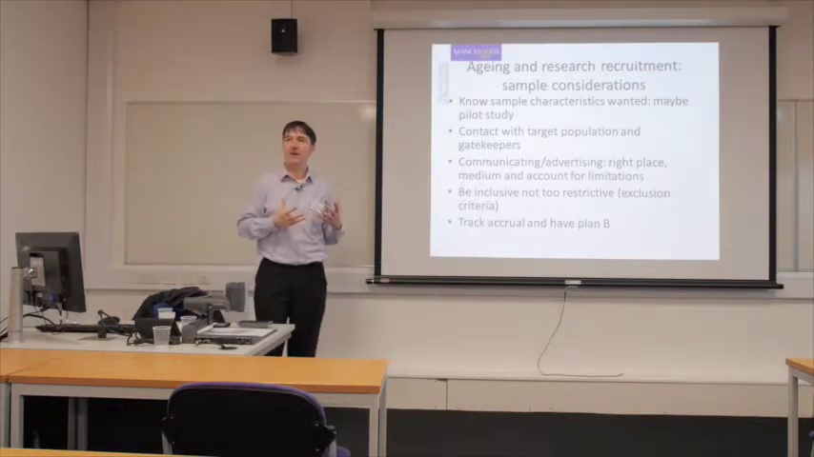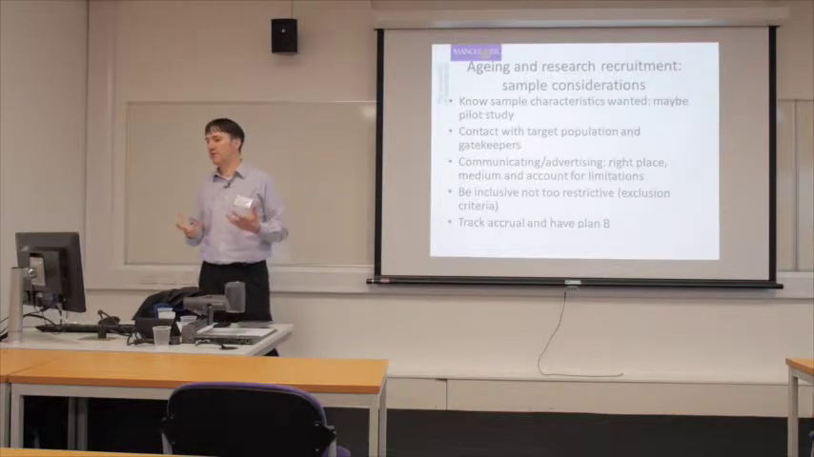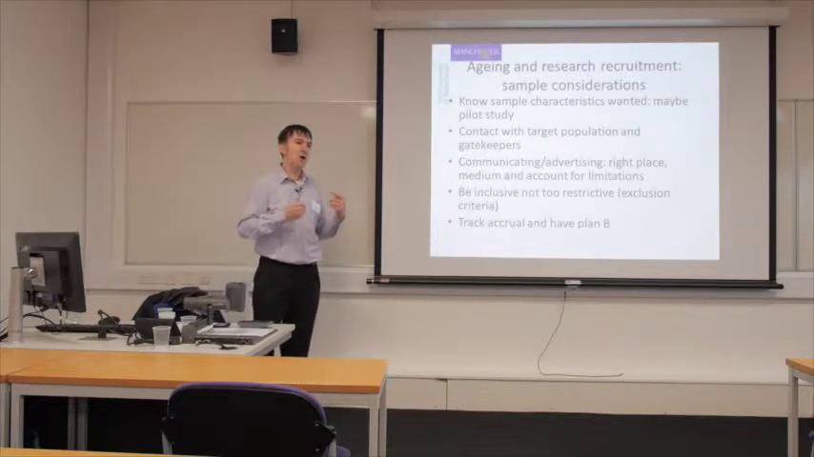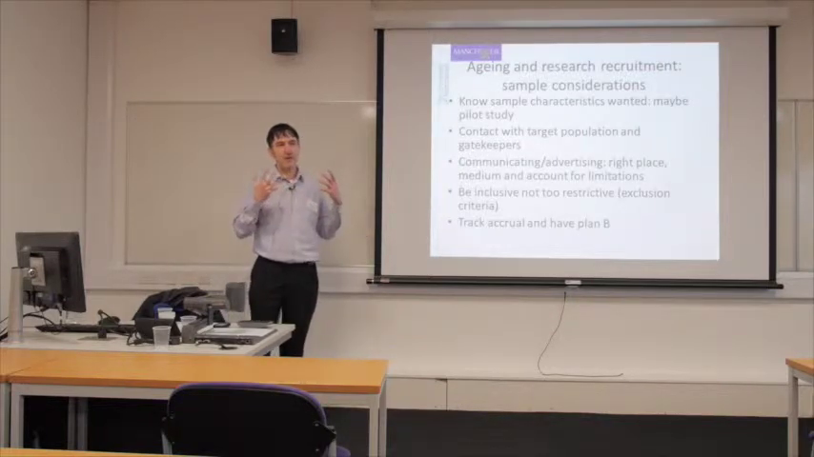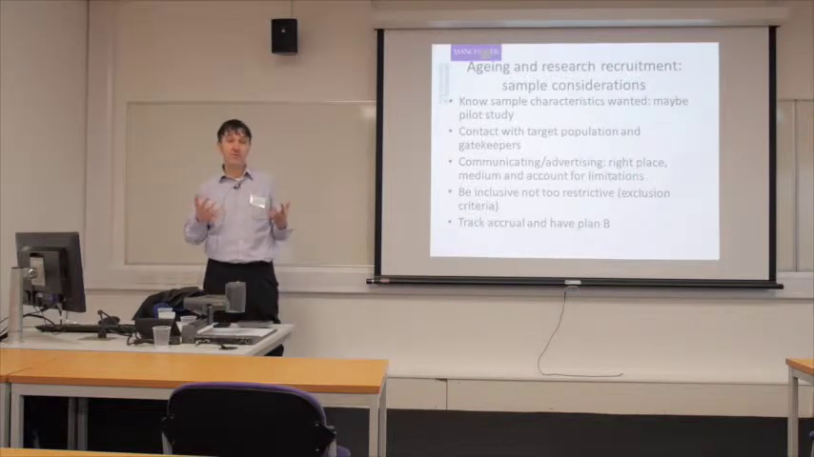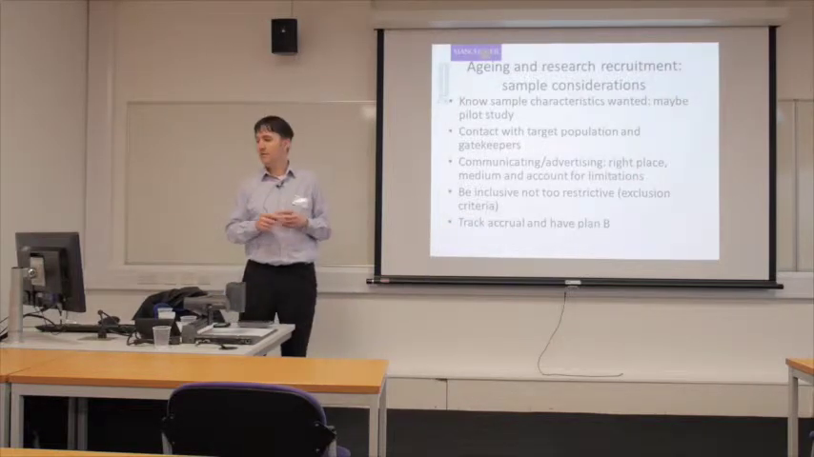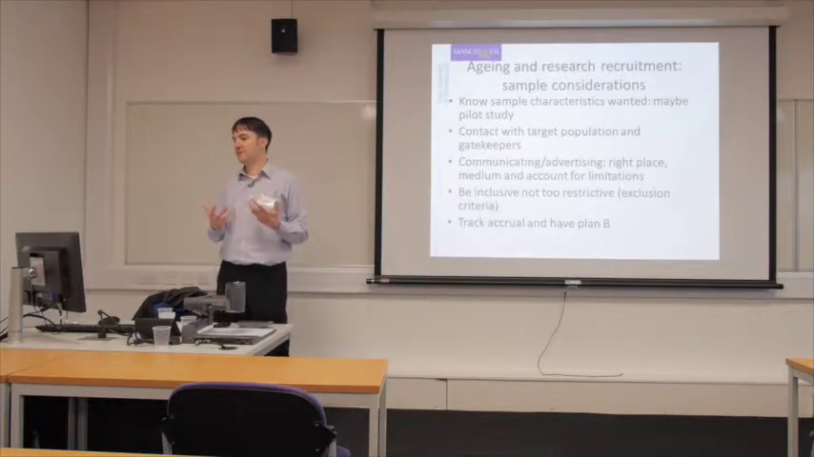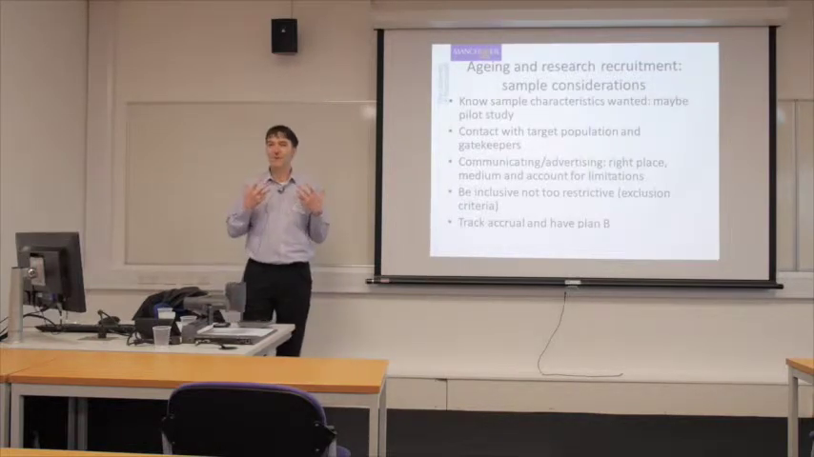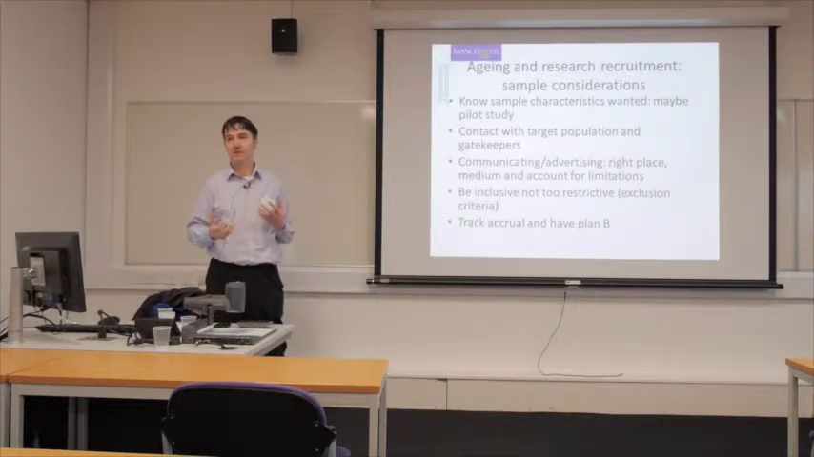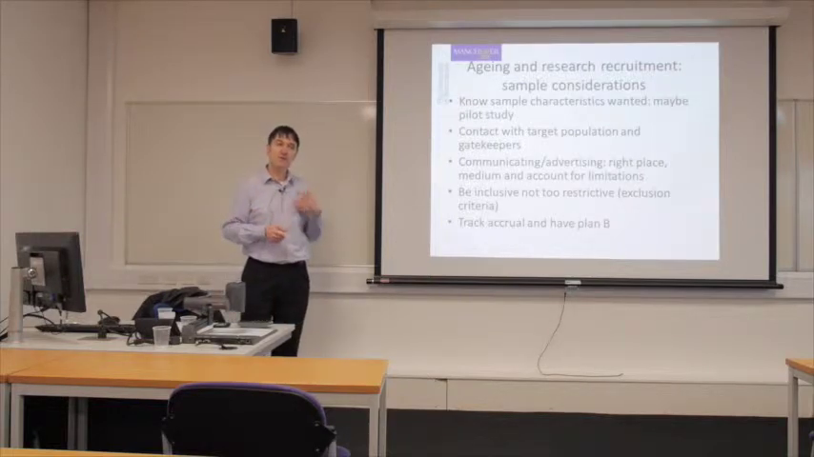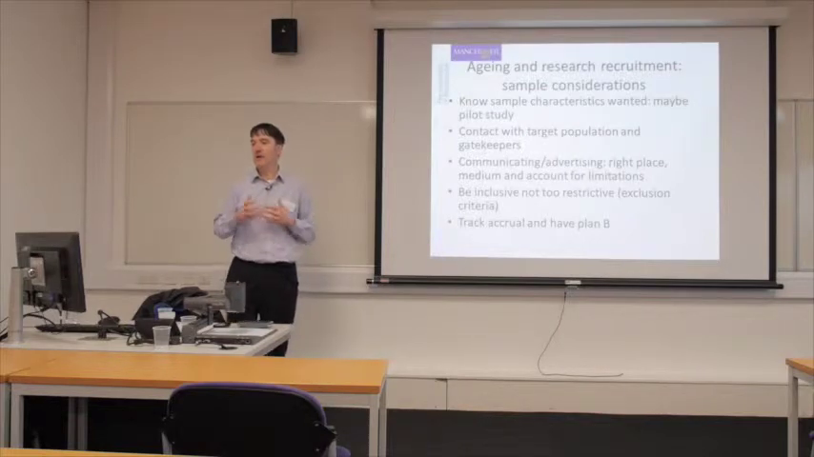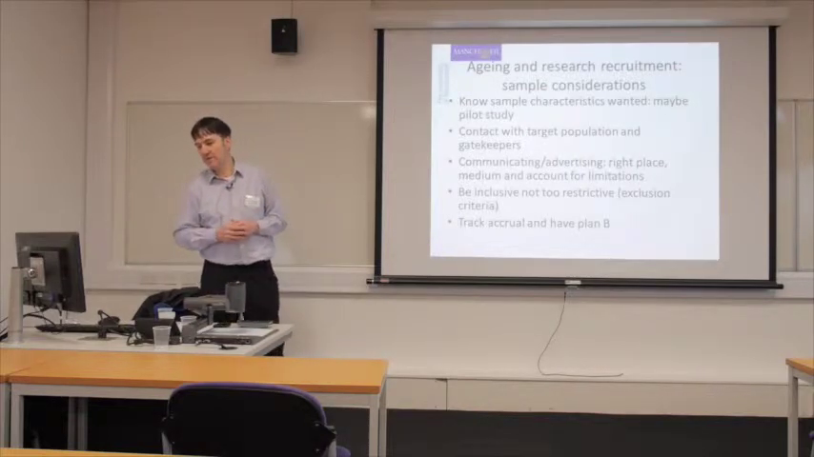Many studies fail around communication and dissemination. So you want to do a study on a particular group of older adults who live in a particular part or a particular type of geolocation. Make sure you've got the right information in the right media and account for limitations that might affect people's uptake. So classic ones are auditory limitations, visual limitations, functional limitations that affect who sees your advertisement.